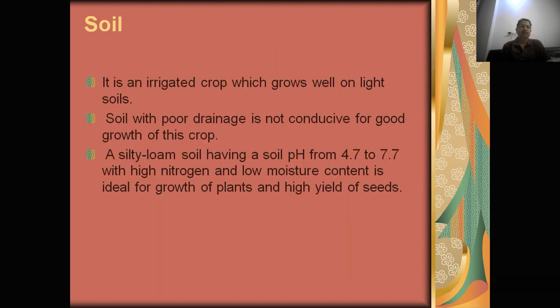Then soil. It is an irrigated crop which grows well on light soil. Soil with poor drainage is not conducive for good growth of this crop. A silty loam soil having a soil pH 4.7 to 7.7 with high nitrogen and low moisture content is ideal for the growth of the plant and high yield of the seed.